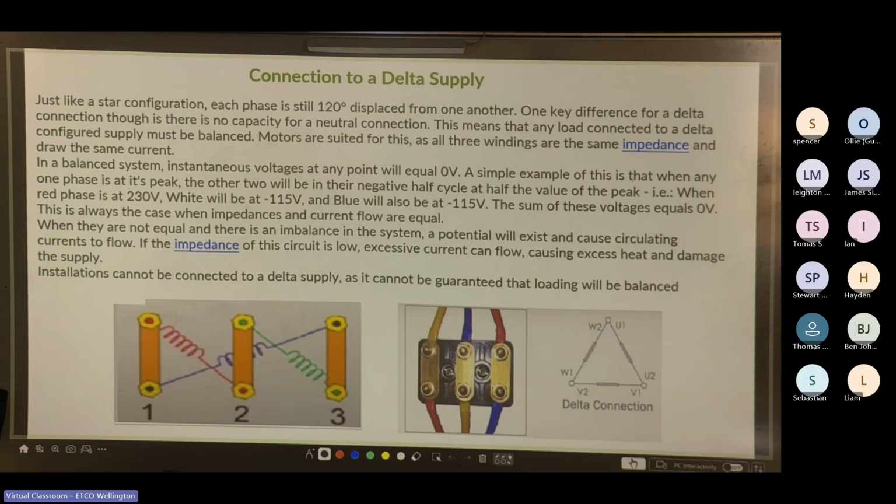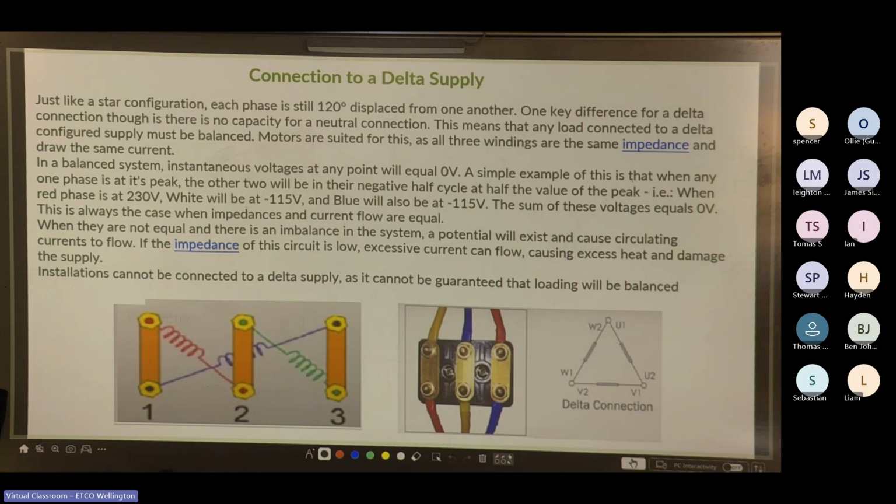Motors are suited for this, as all three windings are the same impedance and draw the same current. In a balanced system, instantaneous voltages at any point will equal 0. A simple example of this is that when any one phase is at its peak, the other two will be in their negative half cycle value at half of the peak, after the peak. So when red phase is at 230 volts, white will be at negative 115 and blue will also be at negative 115. The sum of these voltages equals 0.